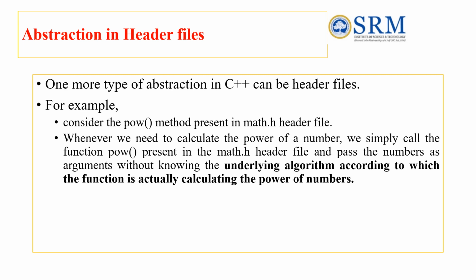For example, math.h is a header file, but inside that we will use a pow function. Pow is present in the math.h header file, and we pass the numbers as arguments without knowing the underlying algorithm according to which the function is actually calculating. So we are not worried about how the algorithm will calculate the power, but we know that the pow function is inside the header file.